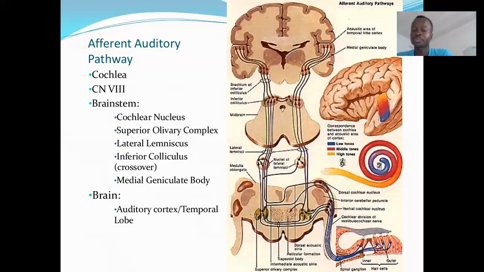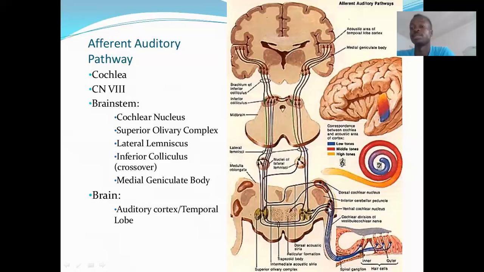So those fibers are going to traverse the cerebellopontine angle, or the subarachnoid space of the cerebellopontine angle, before they enter the pontomedullary sulcus. And from there, they'll then synapse at your dorsal cochlear nucleus, which is this one, and the ventral cochlear nucleus, which is this one, right?